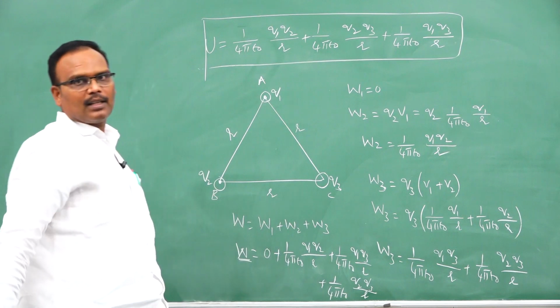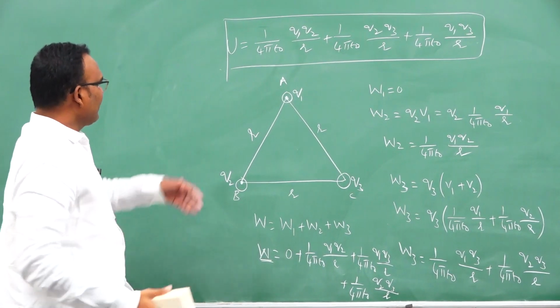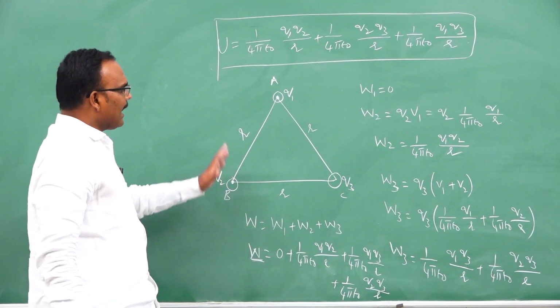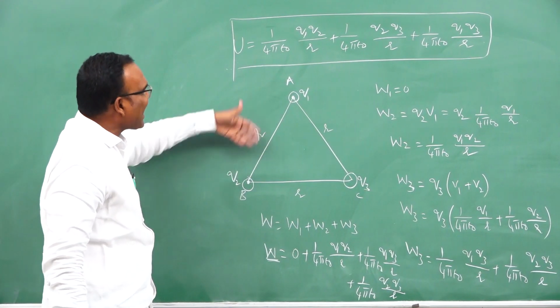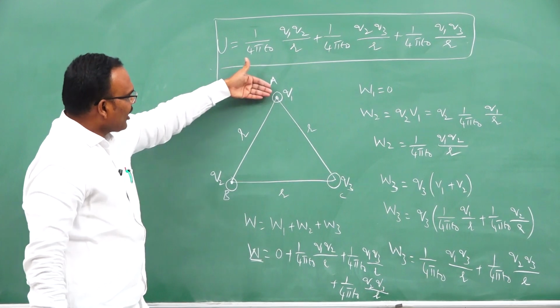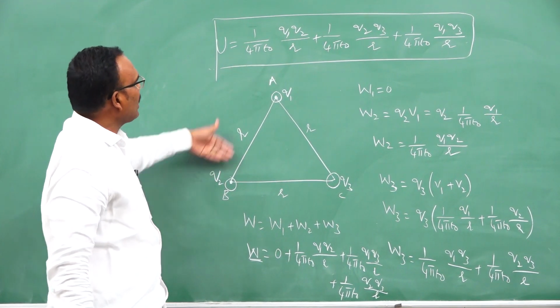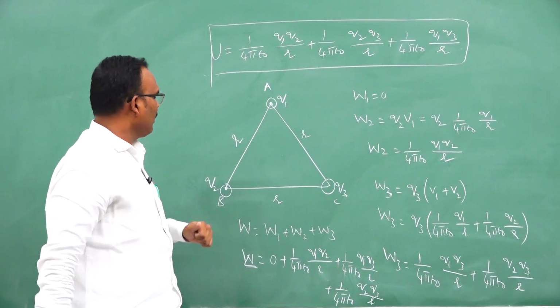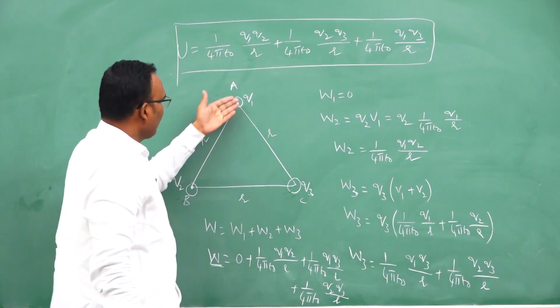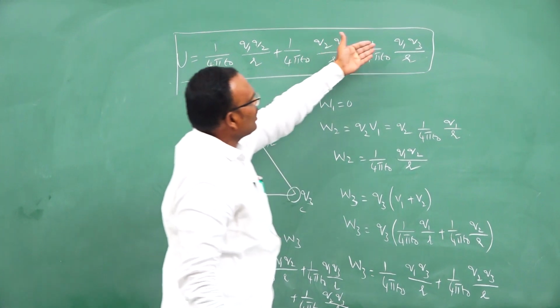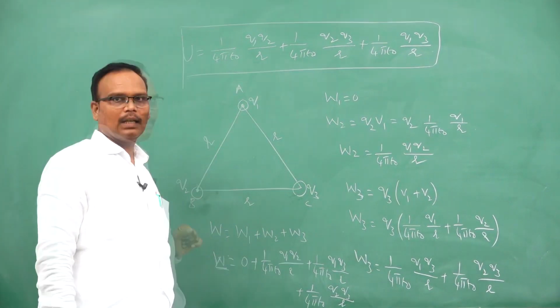Okay, this is important. To calculate the potential energy of a system, you need to consider all charges' interactions. Q1 is interacting with Q2, that's why Q1 Q2 by R. Q2 is interacting with Q3, so Q2 Q3 by R. Q1 and Q3 are interacting, so Q1 Q3 by R.